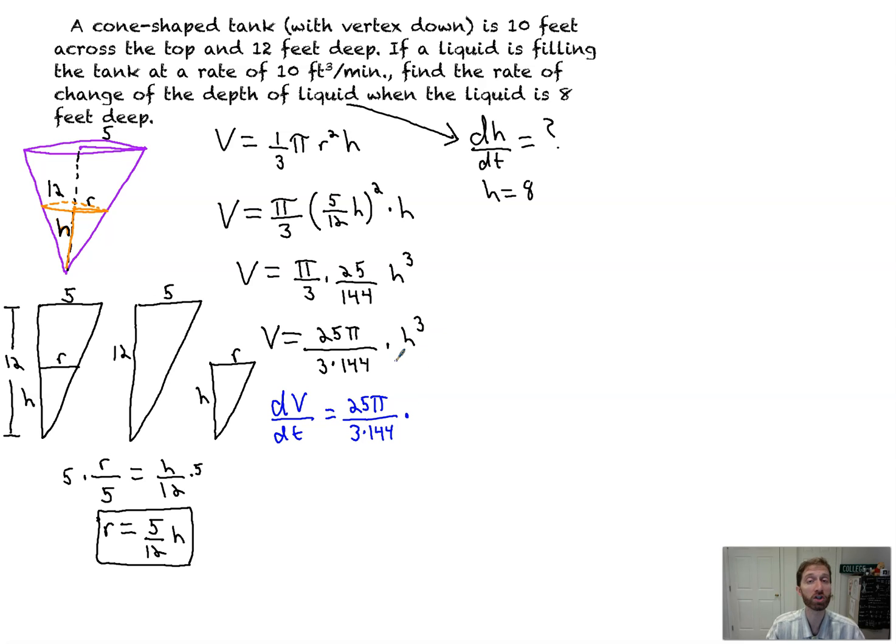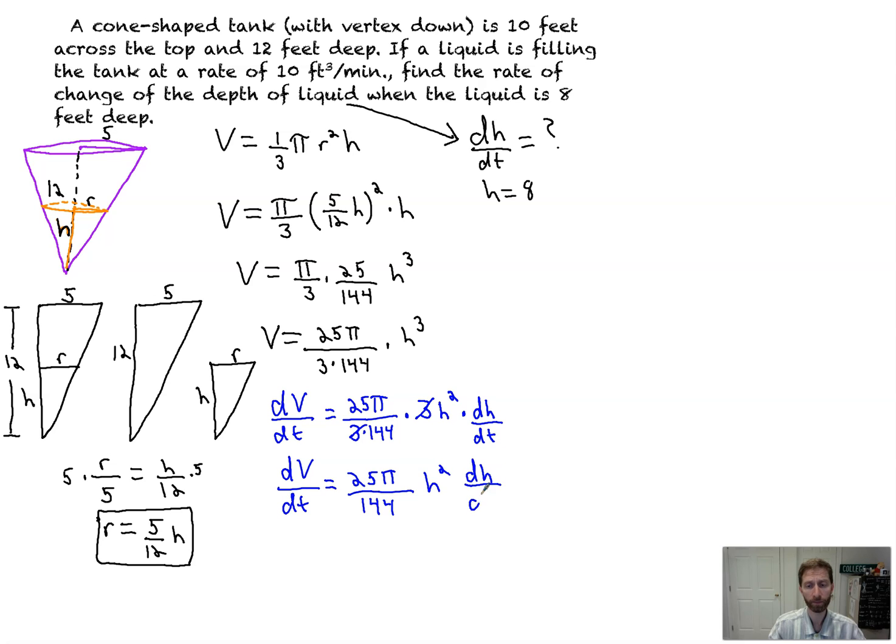You'll see why I didn't multiply by 3 in a second. Times the derivative of h cubed with respect to t, which is 3 times h squared, chain rule, dh/dt. That's the chain rule part there, h derivative with respect to time. Now, see the 3's? They're gone. I knew that was going to happen, so I left it out. And so now we're left with dV/dt is equal to 25 pi all over 144 h squared dh/dt.